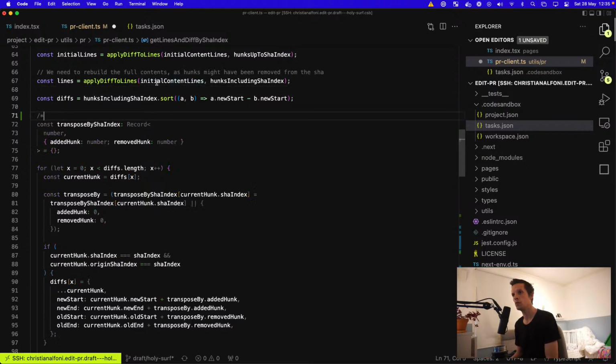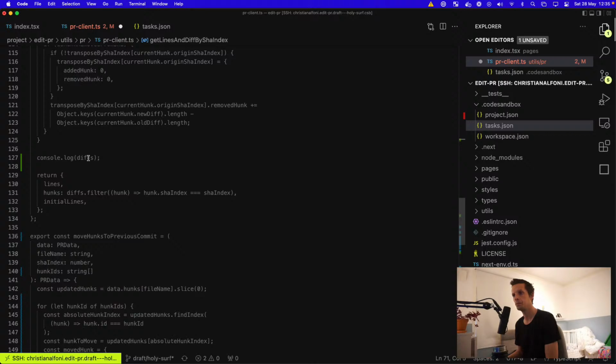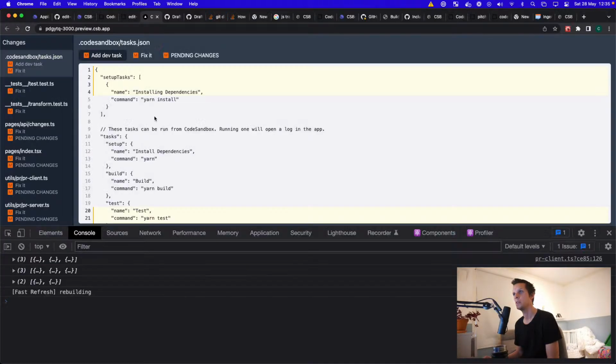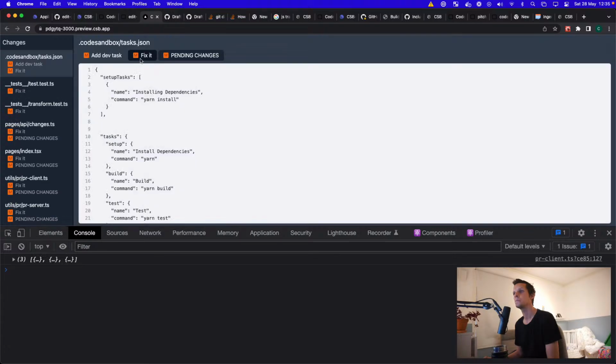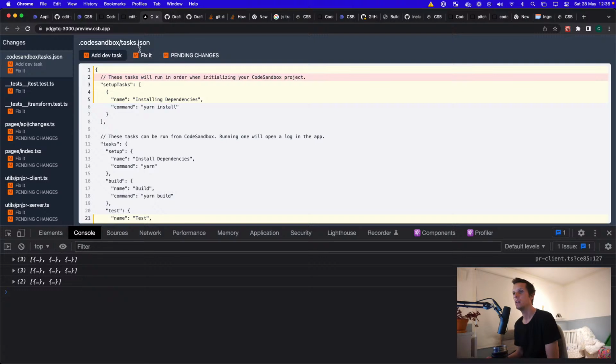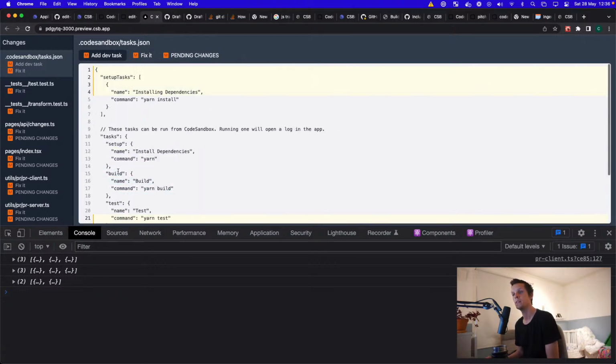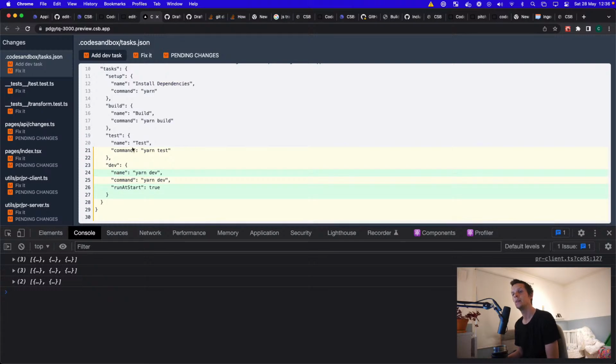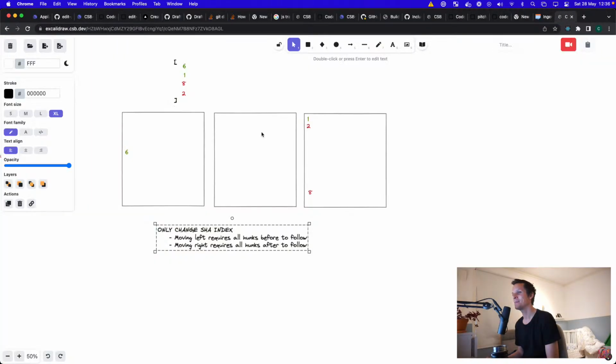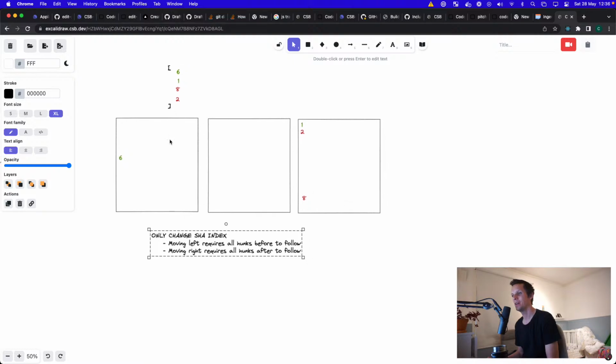Okay, so let's just sort them, but we don't actually transpose. So now if I move this left, it looks exactly the same, right? No, oh, whoa. Yeah, that's the thing. Because the existing ones are now wrong in terms of the diff. So only changing the SHA index is not a good idea.